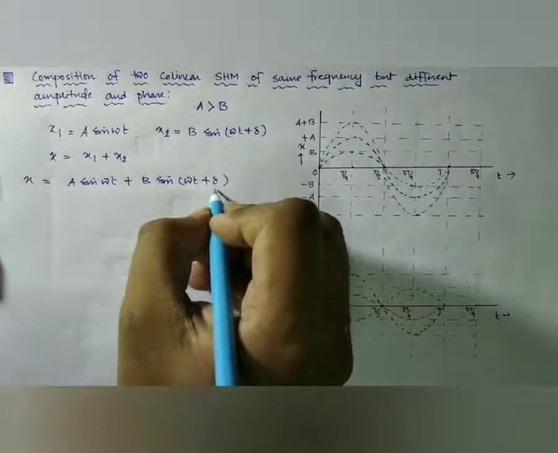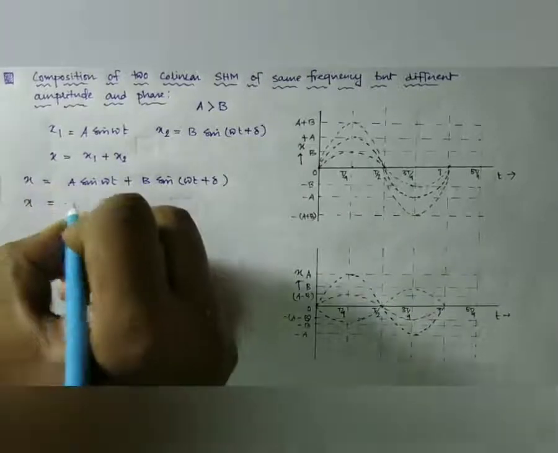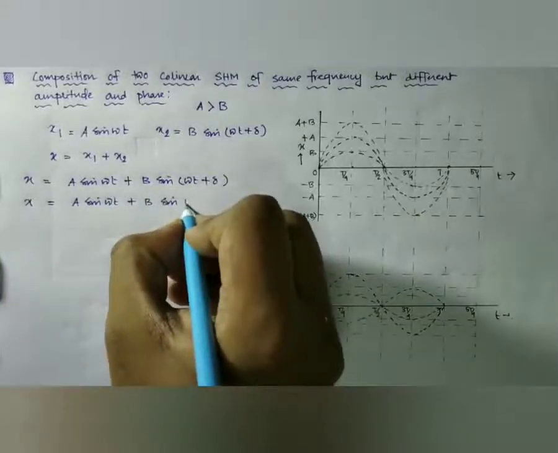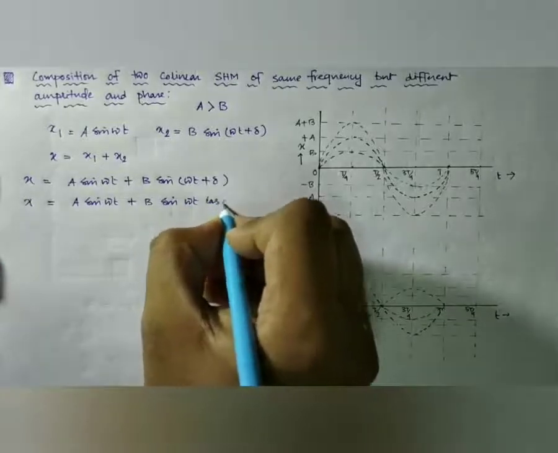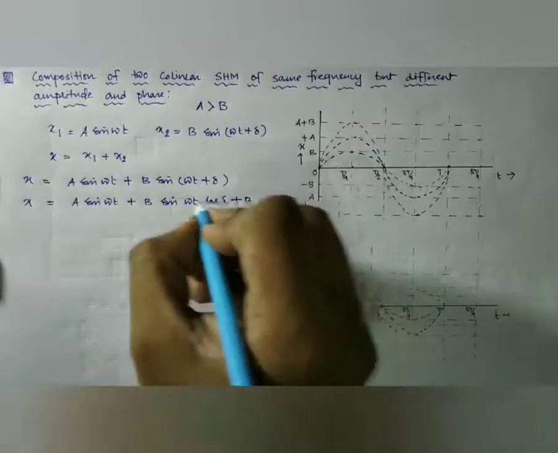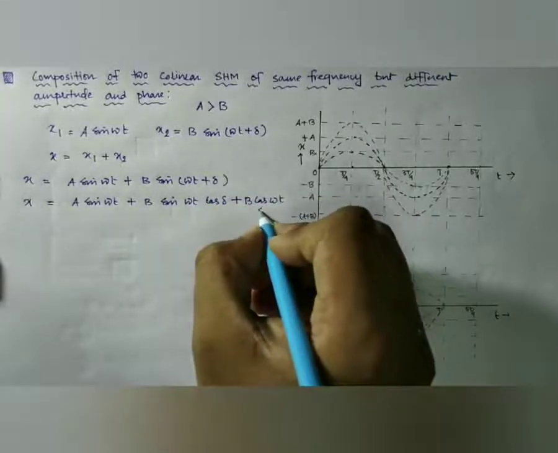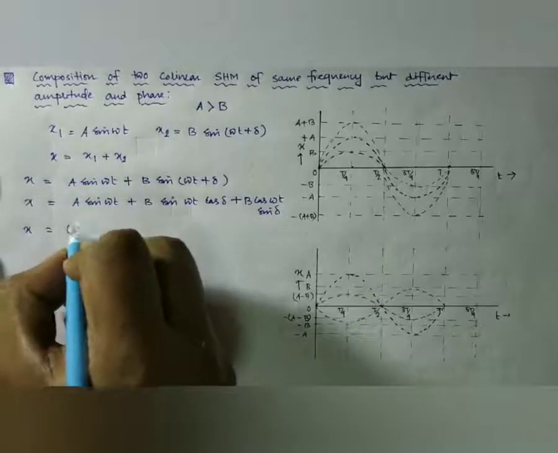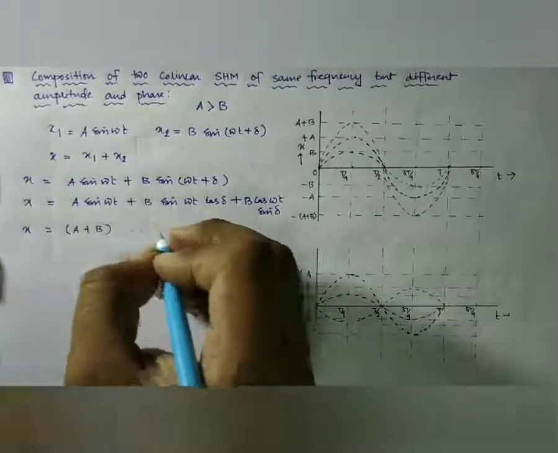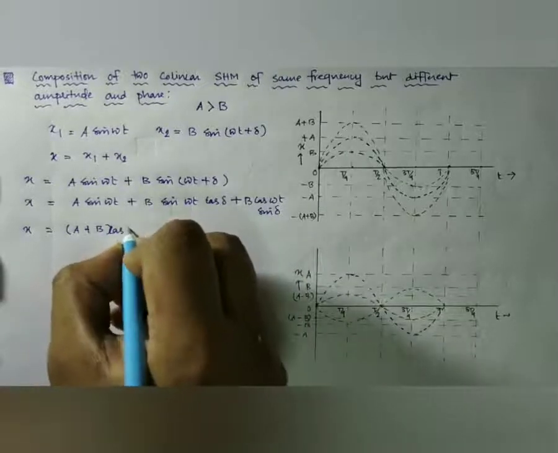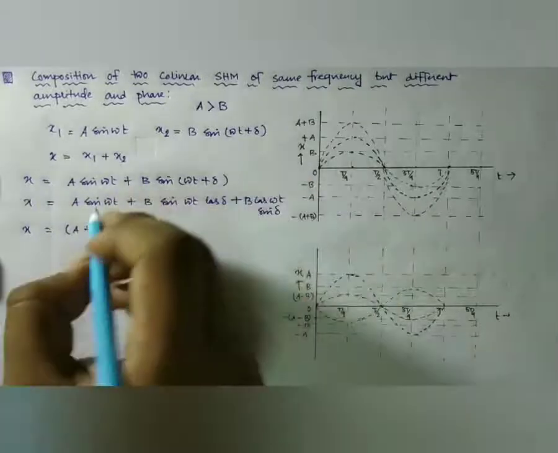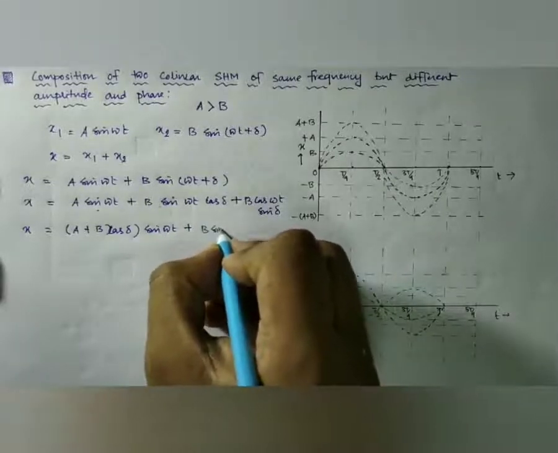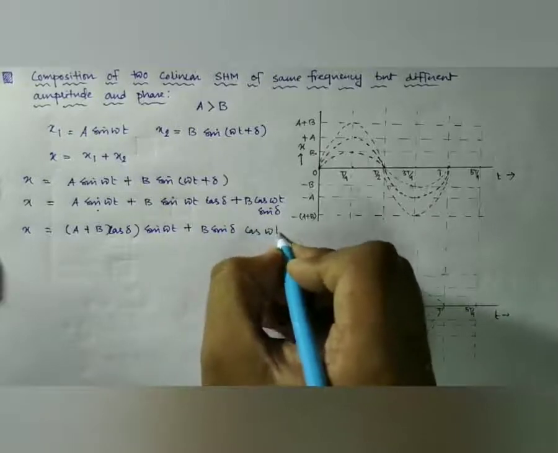and using sin(A plus B) equals sin A cos B plus cos A sin B, it is equal to a sin omega t cos delta plus b cos omega t sin delta. Now just taking common, if you take common sin omega t from the first two terms, we have (a plus b cos delta) sin omega t, and we are left with b sin delta cos omega t.